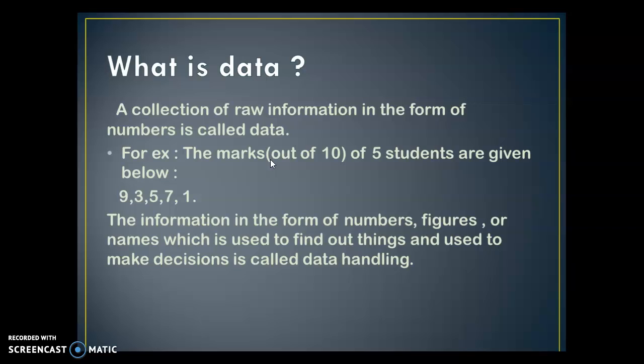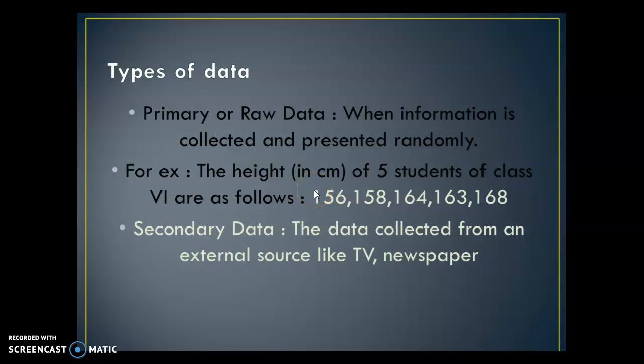The information in the form of numbers, figures, or names, which is used to find out things and used to make decisions, is called data handling. Types of data: primary or raw data. When an information is collected and presented randomly, that is called a raw data.